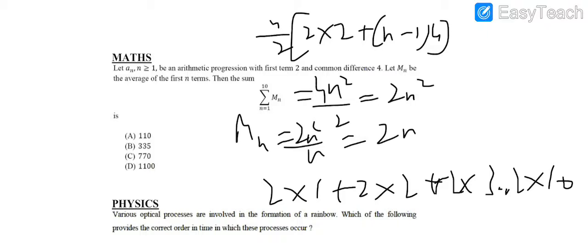So 2 into 1 plus 2 into 2 plus 2 into 3 like that up to 2 into 10. Now this is a very easy summation. You can see that it's the standard sum of natural numbers from 1 to 10, into 2. So the answer will be 110. So the answer of the maths question is option A, that is 110.